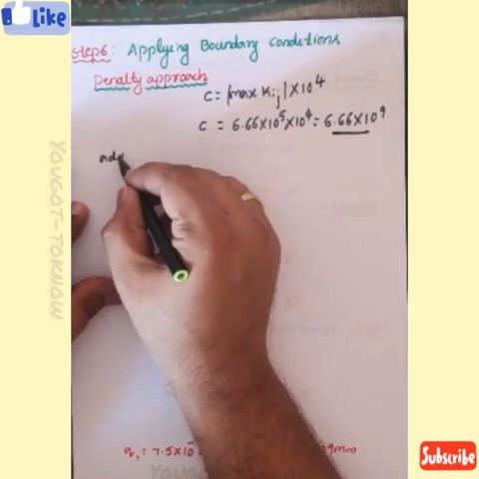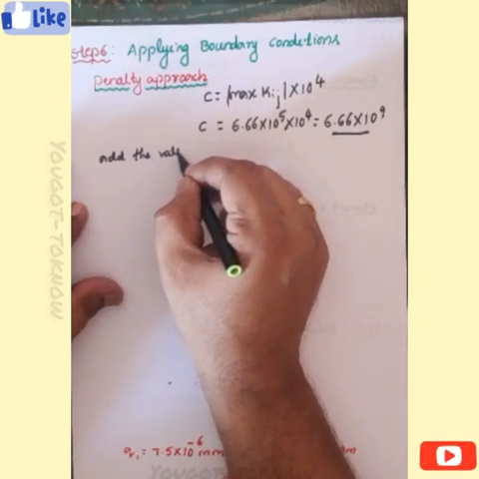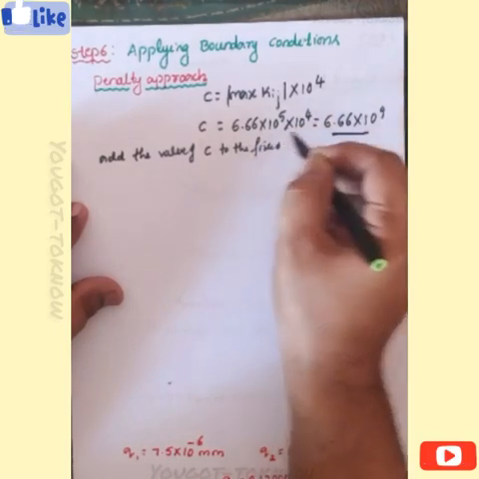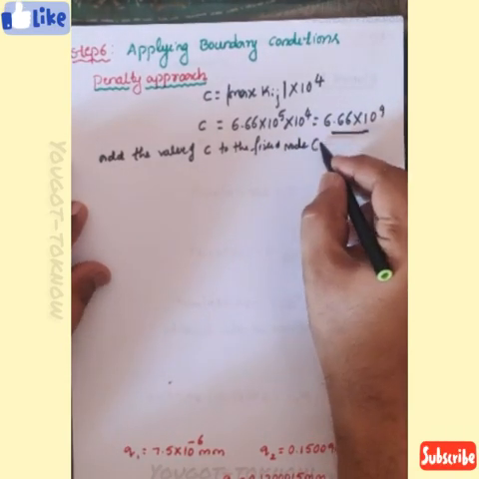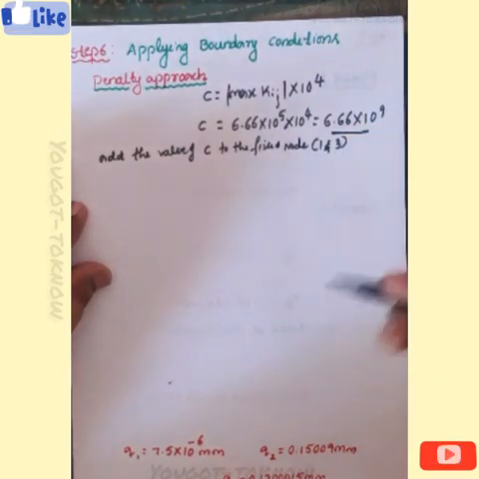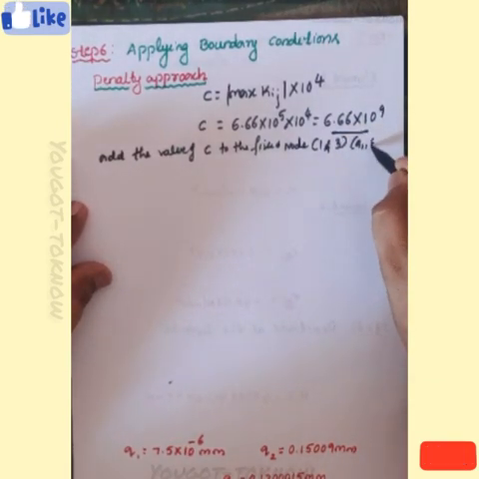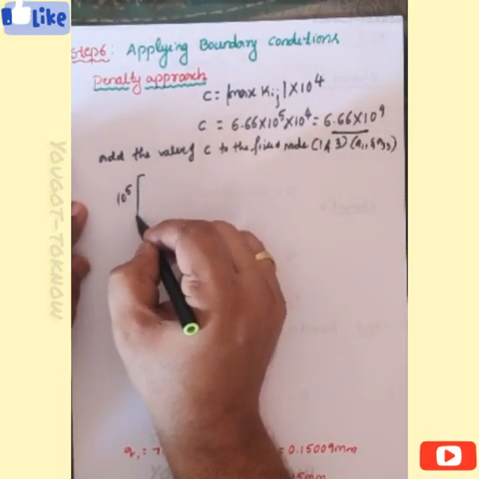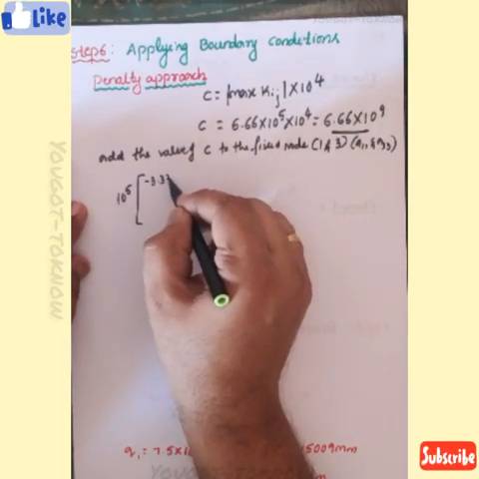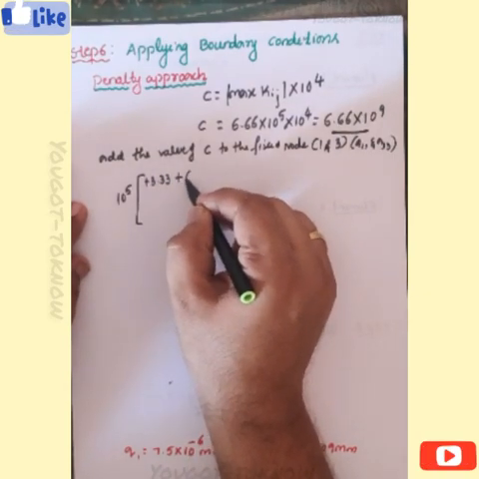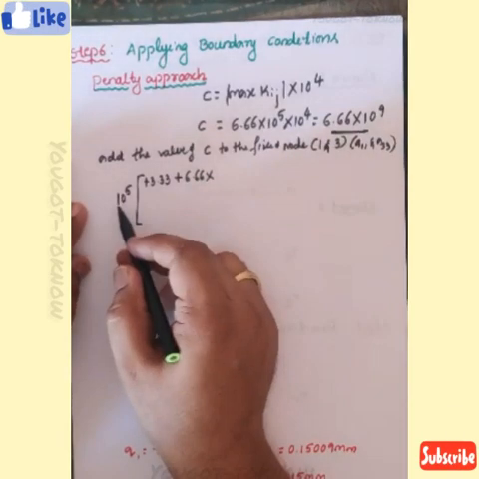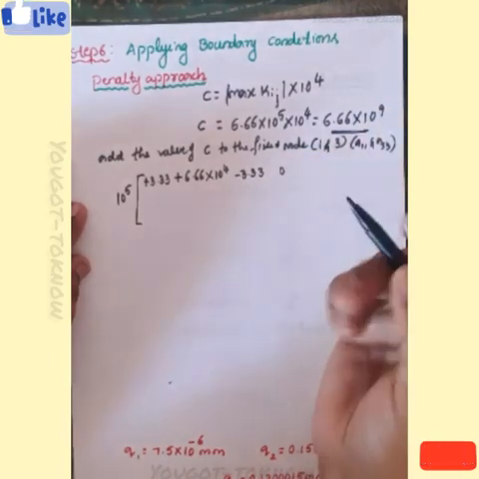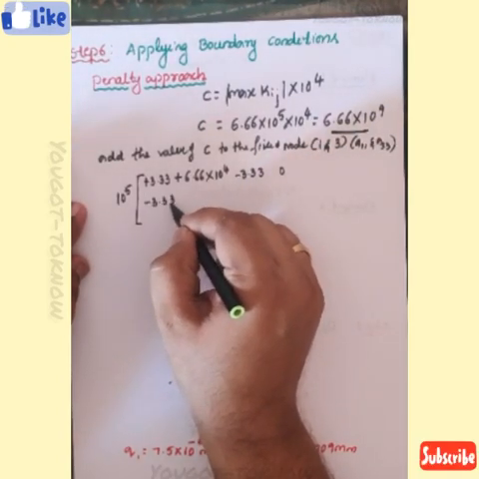Add the value of C to the fixed nodes. What are the fixed nodes? 1 and 3. 1 and 3 means where should you add it? You should add it at A11 and A33. Now repeat this step. What is K now? 10 power 5 common. Now this is minus 3.33. What is the value you should add? Sorry, plus 3.33. What is the value you should add? 6.66 into 10 power 9 is there already. 10 power 5 is outside. 10 power 4, minus 3.33, 0. Then minus 3.33. This is 0.